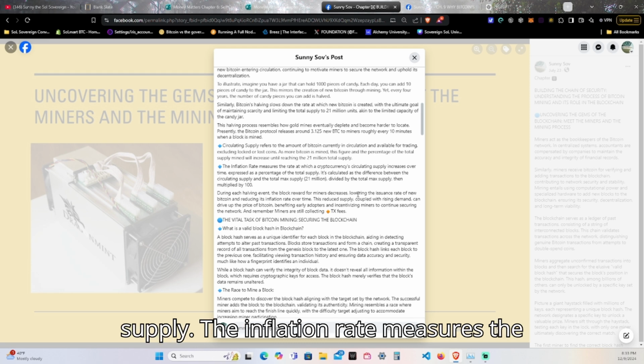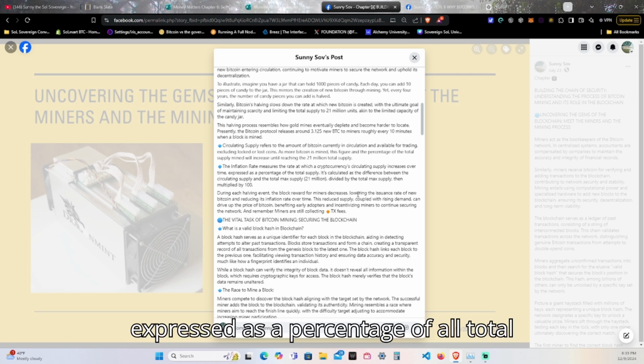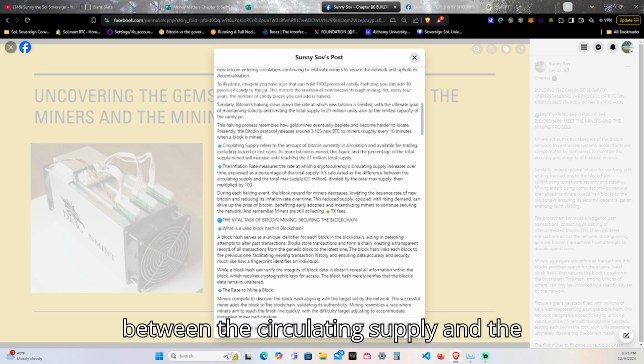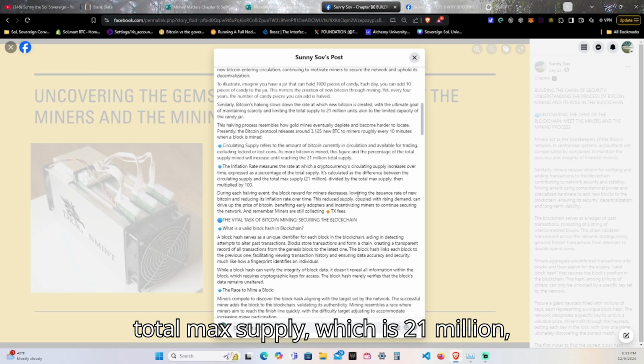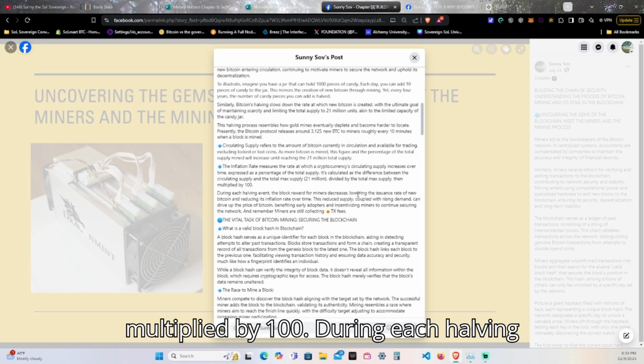The inflation rate measures the rate at which a cryptocurrency's circulating supply increases over time, expressed as a percentage of total supply. It's calculated as the difference between the circulating supply and the total max supply, which is 21 million, divided by the total max supply, then multiplied by 100.